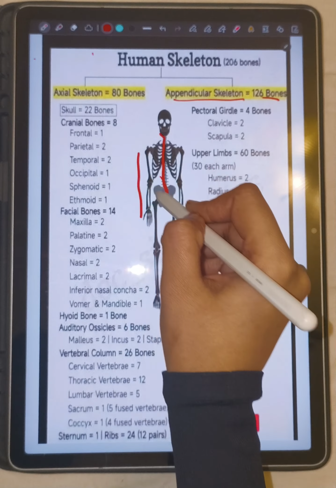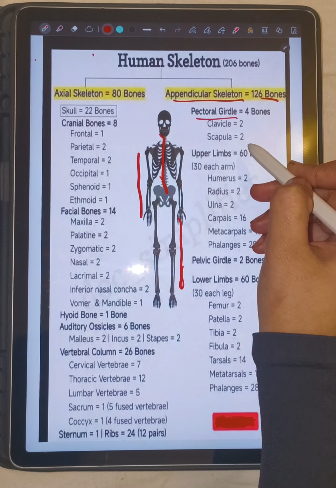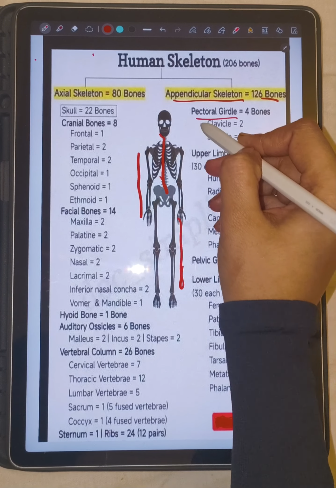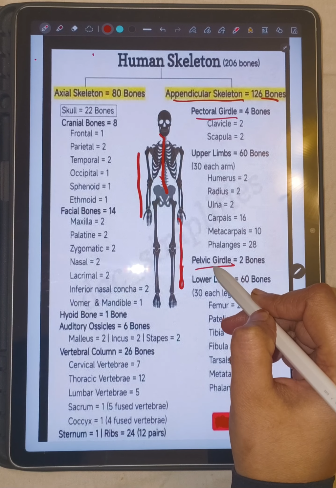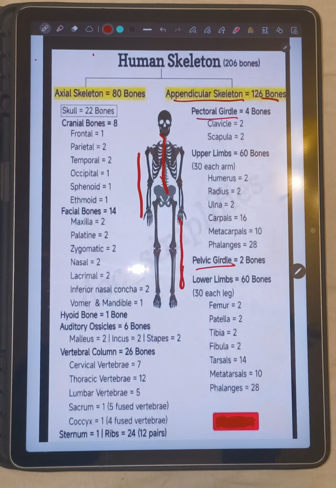The upper limbs and lower limbs are the appendicular skeleton. The pectoral girdle means the shoulder and arm bones, and the pelvic girdle means the hip bone and lower limbs. These are the appendicular skeleton bones.